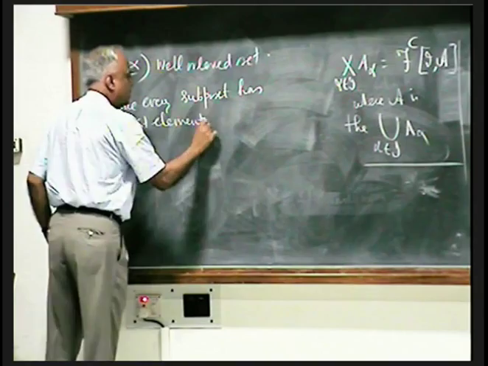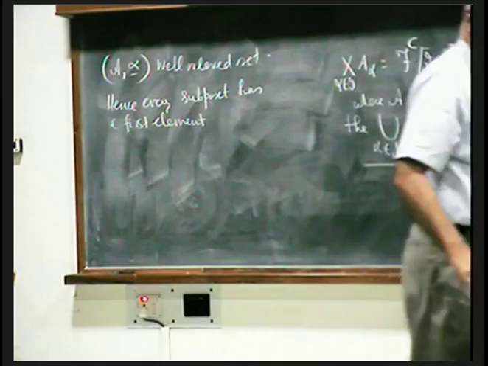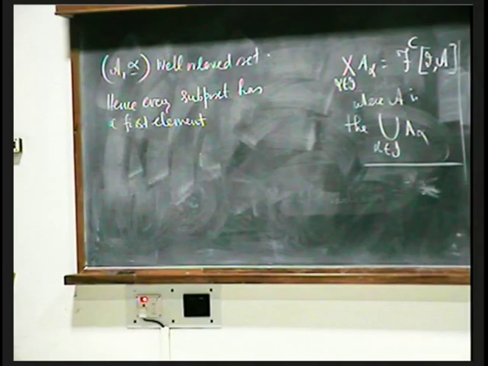What is a subset? Take a non-empty subset and put the same order onto that. And then that becomes a subset. So take any subset with this order. If it has to be a poset, it has to be non-empty. So take any non-empty subset, put this order on it, that will have a first element.